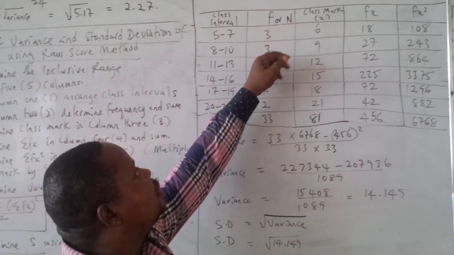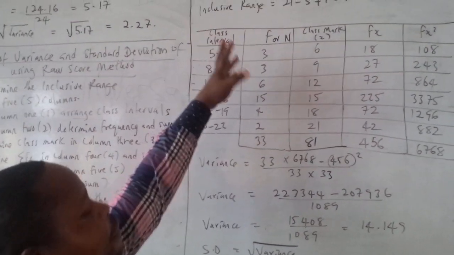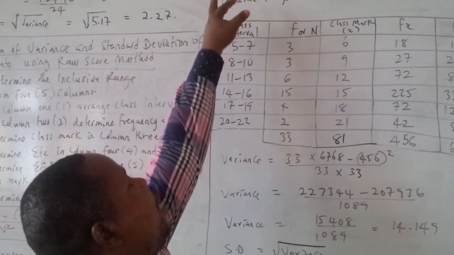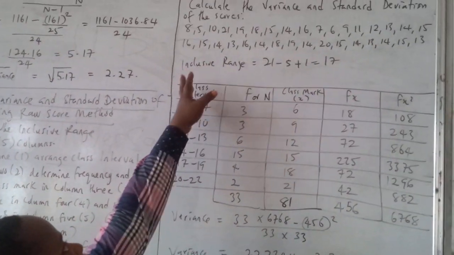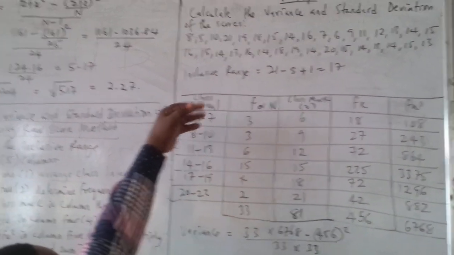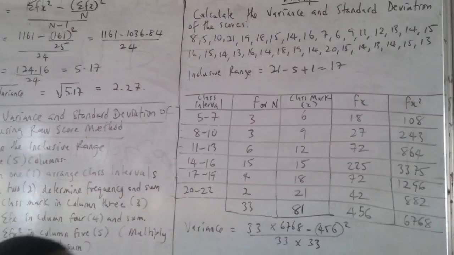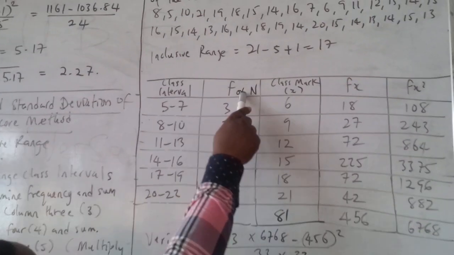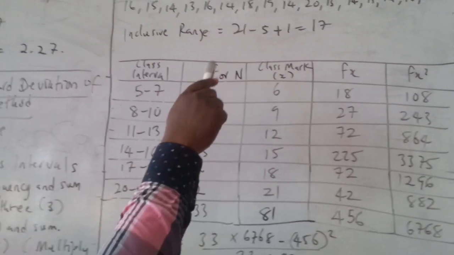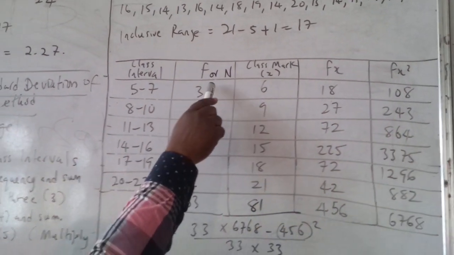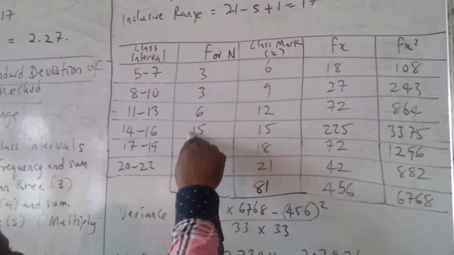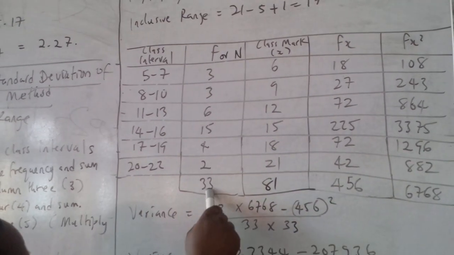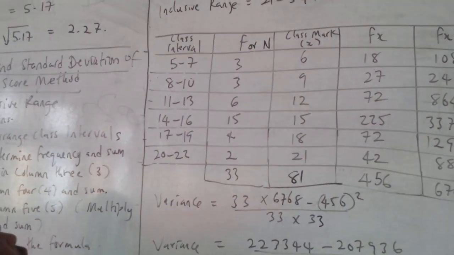Now the next one is to determine the frequency. Frequency simply talks about how many times scores in the class interval occur in the distribution. Now, you can see that here is f or n, so that you will not get confused. It's the same thing. F, frequency, talks about the total number of scores in the distribution.